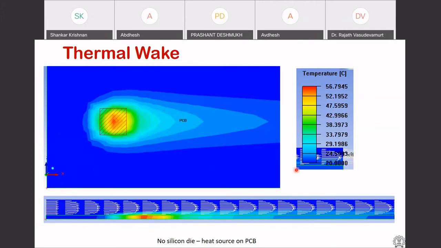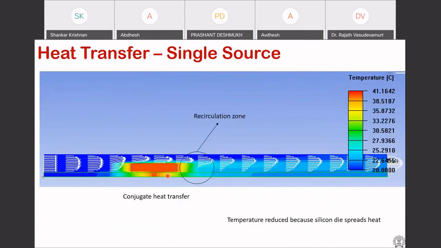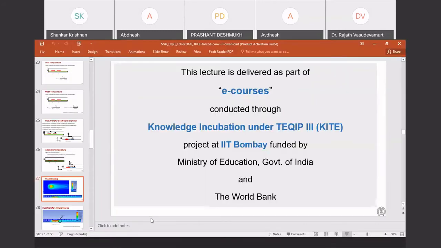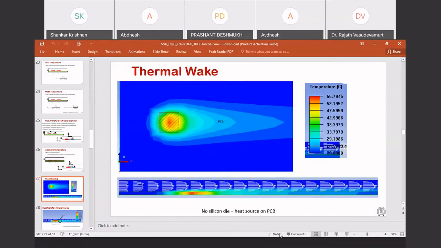And note that the max temperature is 56.8 degrees Celsius that I've predicted. I've used IcePAK to do this prediction. So that was when the heat source was embedded in the PCB, and the power supplied is the same, which is about 0.5 watts, I think.